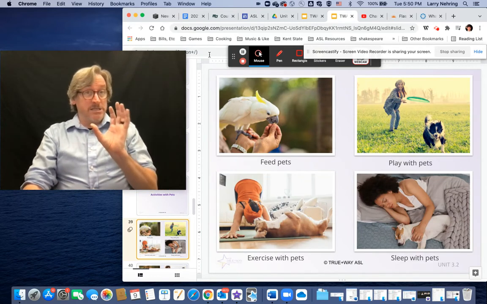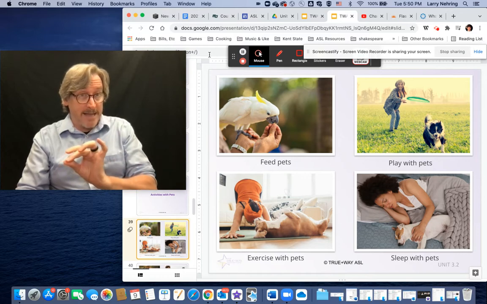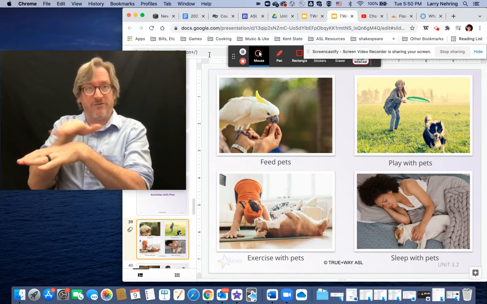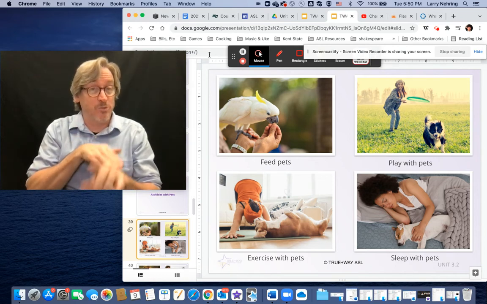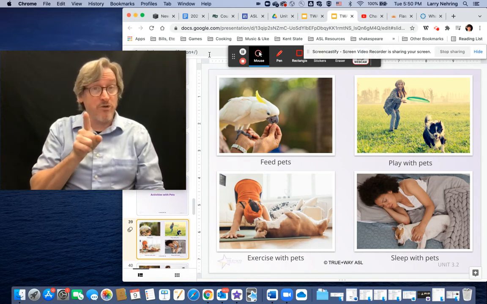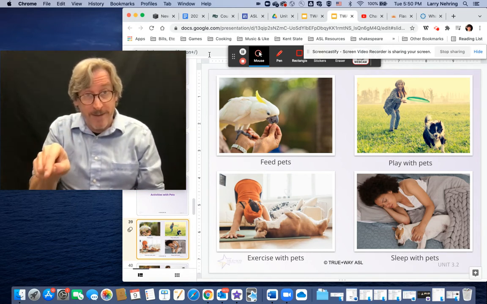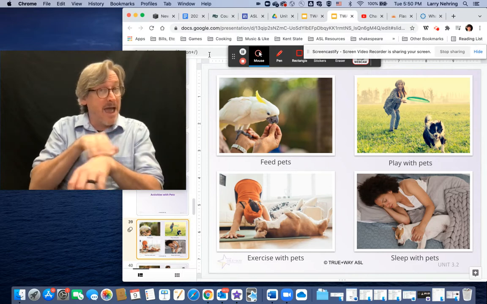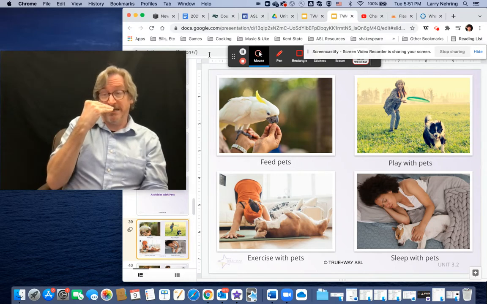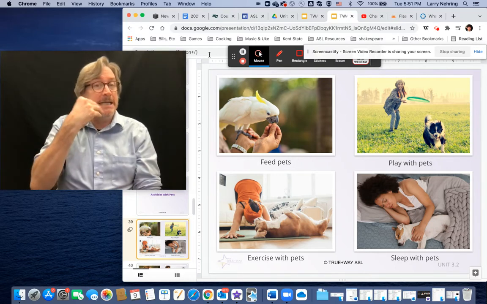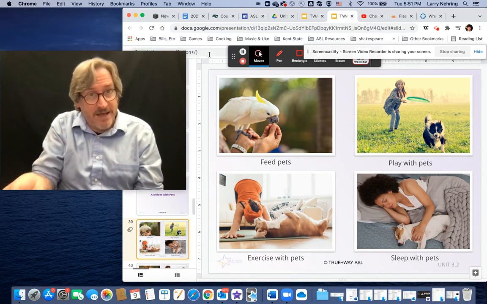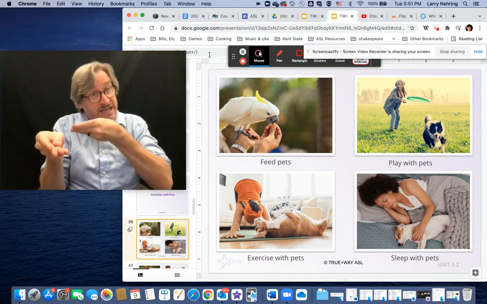One thing I want to point out is feeding your pets. Most often, people sign eat first. So this is the sign for pet. Feeding your pets: what you actually just signed was eating your pets. So remember, the food is going from you to the pet. So feed pet, I feed. I take that and I just put it down to them. You can sign eat, feed. So pet food, I give them. But it's even easier to go pet, feed.